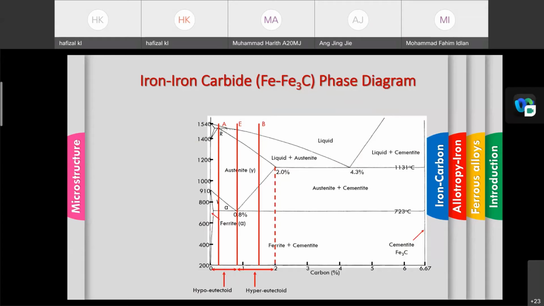Okay, from the region we will discuss deeply on the area of steel, so that if we have a vertical line at the different percentage of the carbon, we will discuss on the composition and also on the microscopic. Okay, and then we'll try to draw what will happen along the way. Let's say we have line A, line E, and line B.